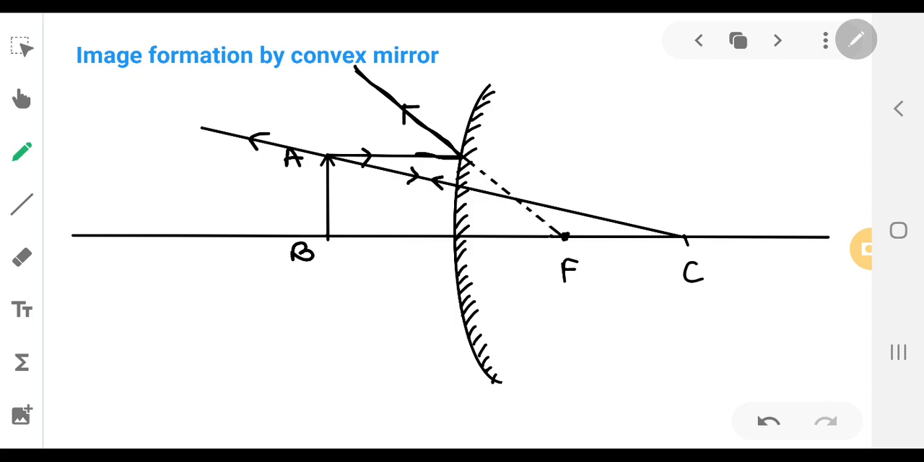Look at the direction of both the reflected rays. This is the first reflected ray. This is the second reflected ray.